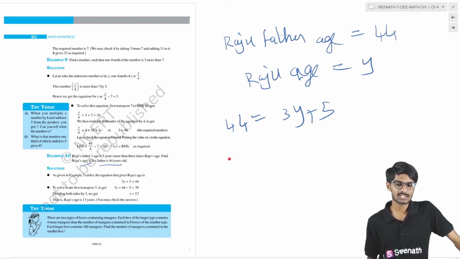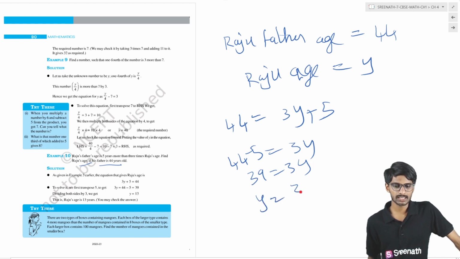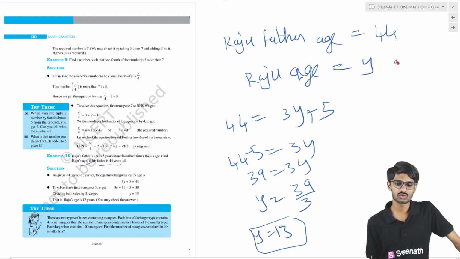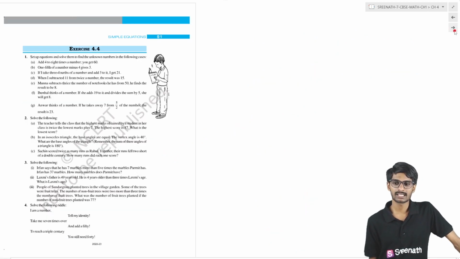So we transpose it to here. 44 minus 5 equals 3y. Now what will it become? It will be 39, that equals 3y. Again y equals 39 by 3. So finally y equals 13, students. So this is the age of Raju, 13. This is the thing you have to do to get the answer, students.